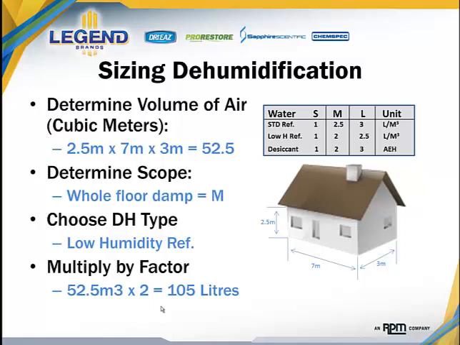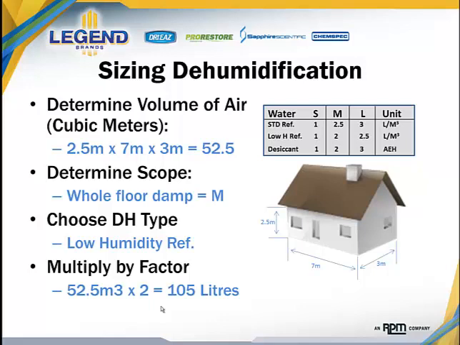In a really simple calculation, if we were drying an entire building that measured 7 meters by 3 meters by 2.5 meters tall for its ceiling, then that calculation would give us a total of 52.5 cubic meters. That's simply multiplying the length by the width by the height.